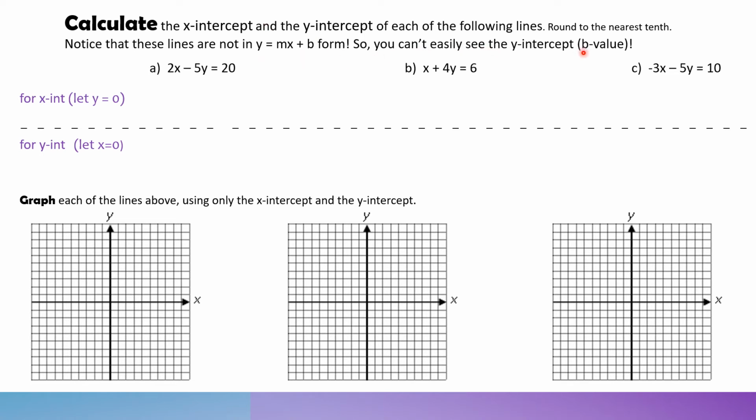We can't easily see the y-intercept, the b value. Remember in the last one I told you that the y-intercept is the constant. Well, it's not the constant when we aren't set up in this form, so the y-intercept is not 20 here.